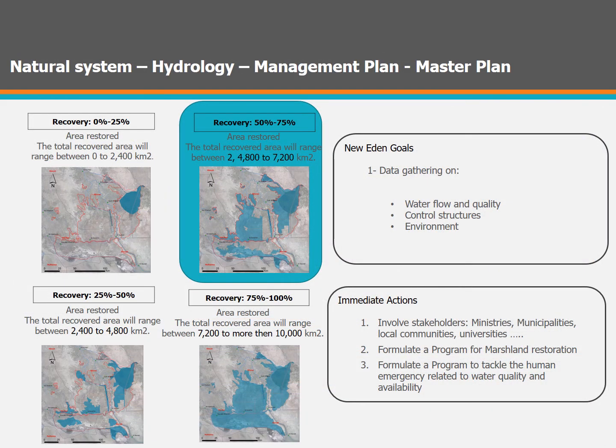The marshlands have been taken into account in management plans, and a master plan, the New Eden, was prepared in 2006. 4 scenarios with different recovery options and percentages were identified, with the preferred scenario being a 50% to 75% recovery. Data gathering was considered key to achieving the goals of the plan, and immediate actions identified included stakeholder involvement and the formulation of a restoration program and a program focused on the human emergency caused by water quality and availability issues.